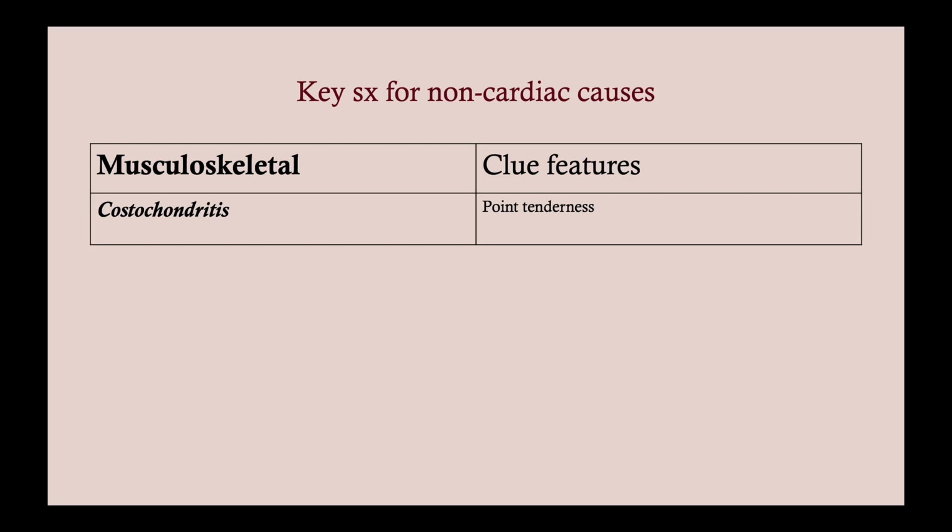And that's useful. If a patient points with their fist or with their hand, that tends to be a more diffuse pain. If they point with their finger, that's a point tenderness. And if you press on it, it's tender. And that's different from cardiac causes where you're not going to be able to elicit the pain. So costochondritis, you can elicit the pain by pressing on it, point tenderness.